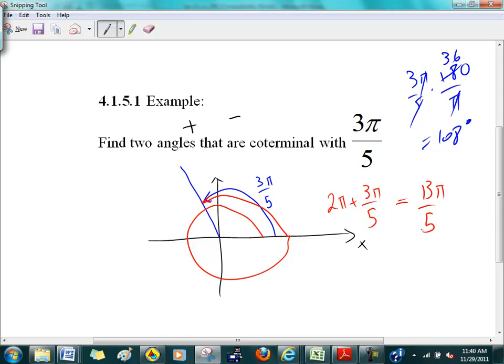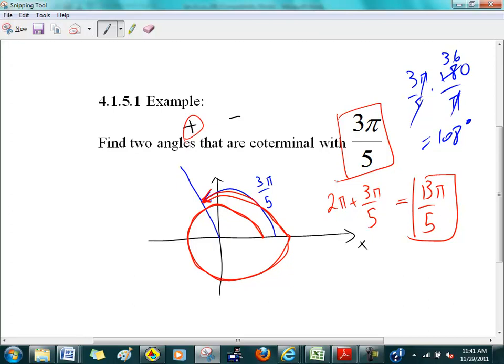Okay, listen up. You always start from the terminal side, and since I'm going to give you the positive one, if you're going to go positive, what direction, clockwise or counter? Counter. That's your counterclockwise direction. You came around in a full circle, that's 2 pi, and then you add 3 pi over 5 to come back to the same blue line. So 2 pi plus 3 pi over 5 is 13 pi over 5. In other words, they're the same terminal side. Are you guys with me on this?